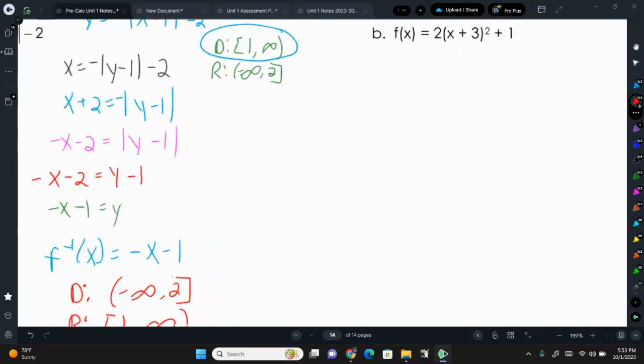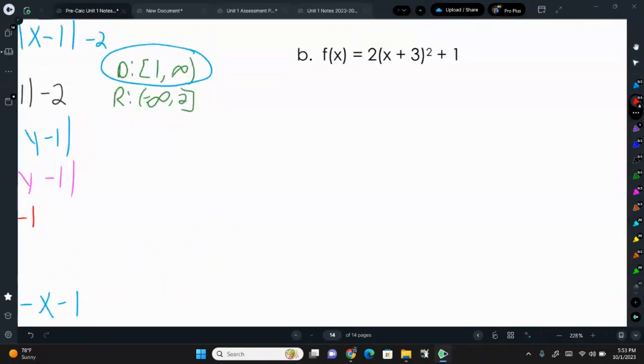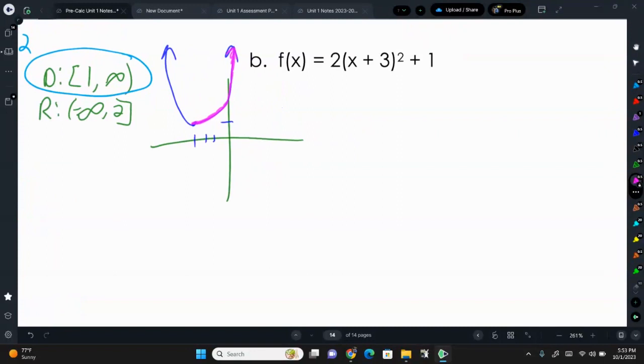All right, so then this one, our last problem, it's a quadratic. So let's kind of, again, get an idea of what this looks like. Our vertex is at negative 3 comma 1. So we know that this fails the horizontal line test, which means we have to restrict our domain. So we're going to, again, restrict it to the positive side. So then our domain, once we restrict it, is going to be negative 3 comma infinity. And our range is going to be 1 comma infinity.